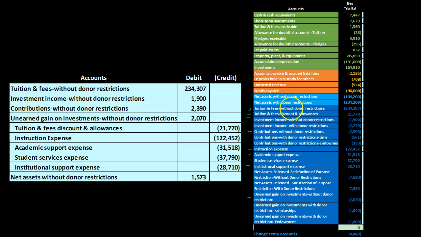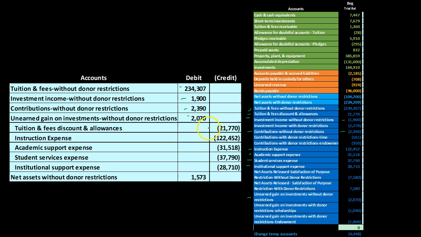So we have the tuition and fees without donor restrictions. It has a credit balance. We're going to do the opposite thing to it, debiting it to make it go down to zero. Then I'm going to skip down here to the investment income without donor restrictions. It has a credit. We're going to debit it to make it go down to zero. We then have the amount for the contributions without restrictions, and we are going to be debiting it to make it go down to zero. It's another income type of account. Then we've got the 2070, which is down here. It's the unrealized gain on investment without donor restrictions. It has a credit in it. We're going to be debiting it to make it go down to zero.